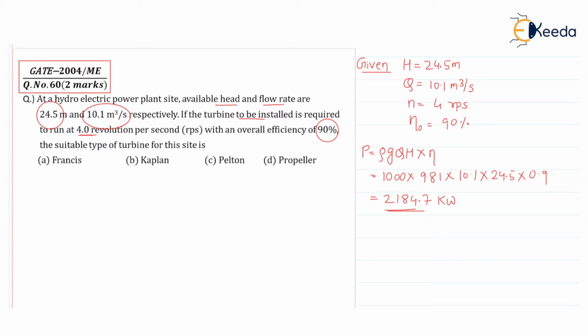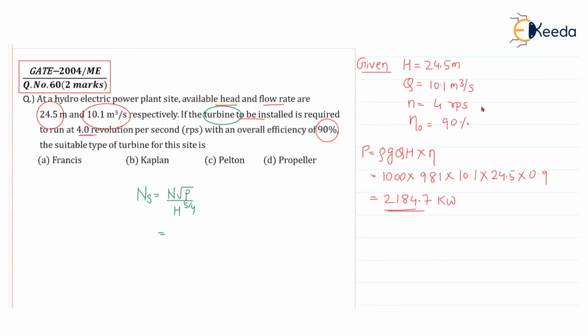Then we know the formula of NS, specific speed. NS we are going to write for the turbine because a turbine is given here. NS is equal to N root under P divided by H to the power of 5 by 4. This is the formula for the specific speed in case of a turbine.